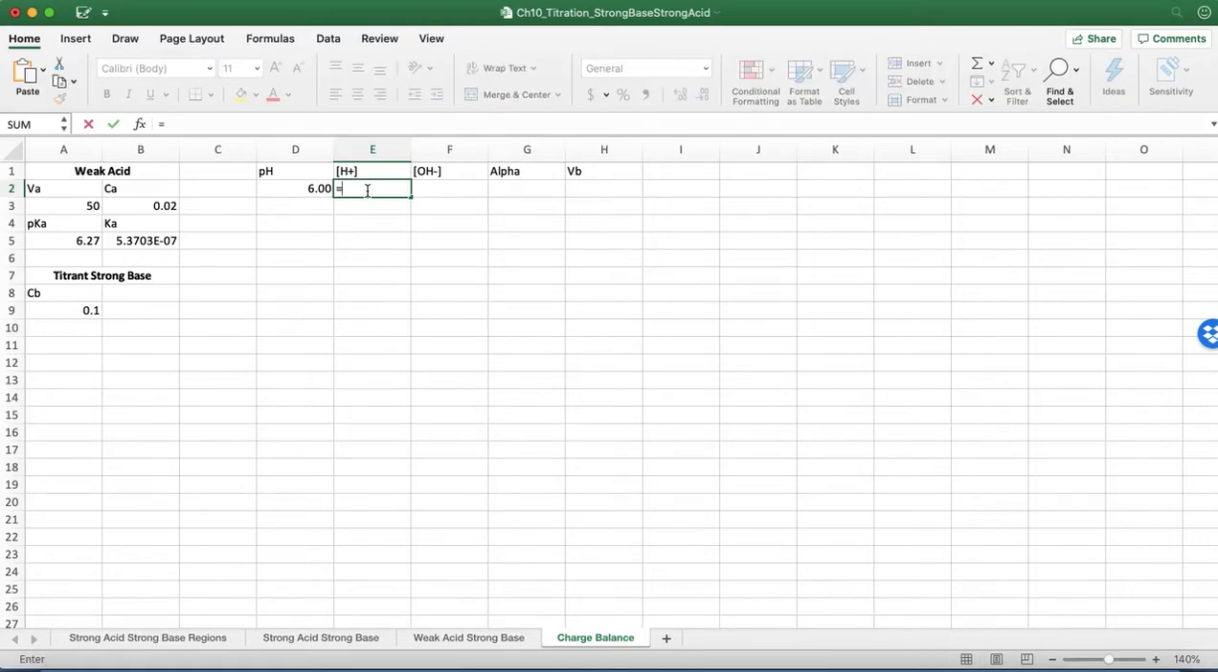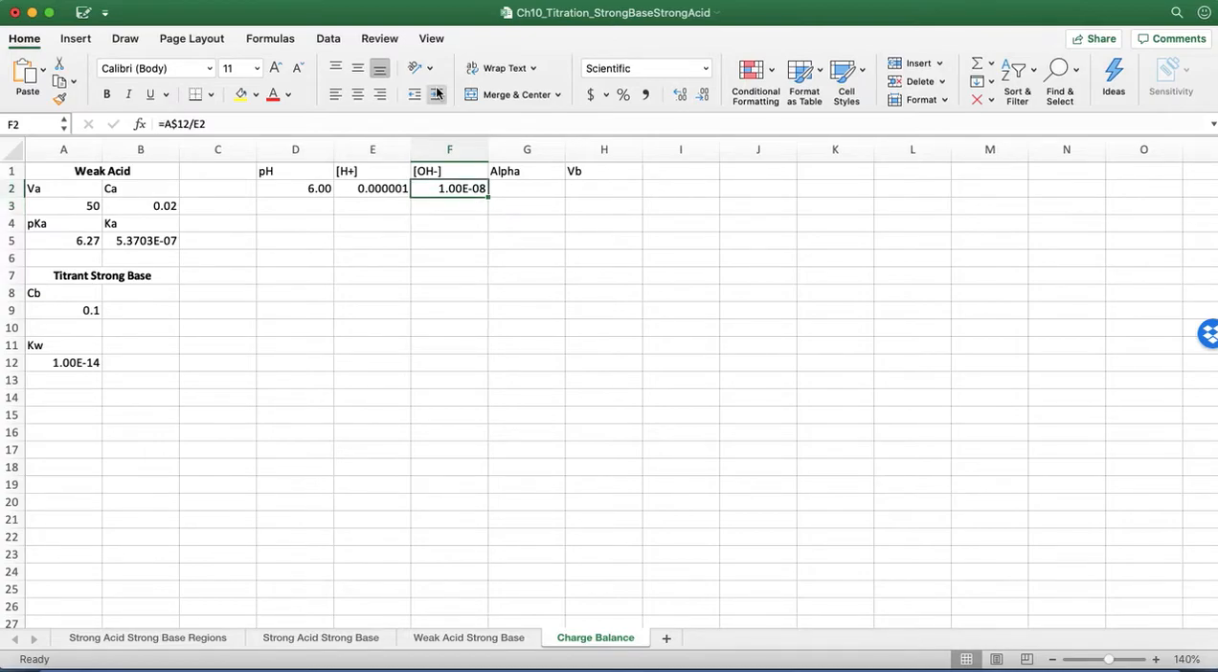So then H+ is 10 to the negative pH. OH- would be Kw divided by H+. So we're gonna reference that a couple times, so I'll put it down here. 1E minus 14. So OH- is Kw divided by H+. And I'm gonna go back in here. Hopefully I won't make any mistakes this time.